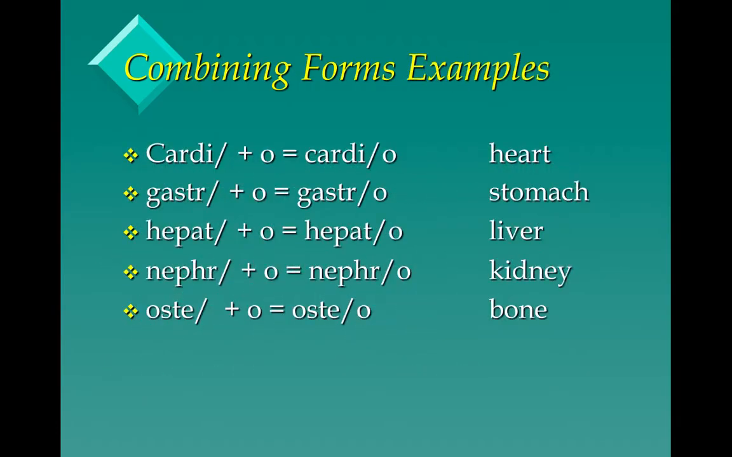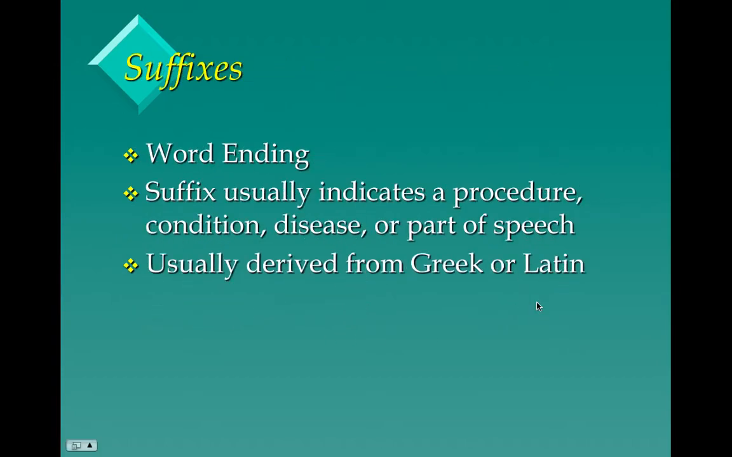Okay. Here are some examples. So you have cardi, and then you add an O, so cardio means heart. Gastro, add the O, is stomach. Hepat or hepato is liver. Nephro, add the O, is kidney. Oste, add the O, osteo is bone.